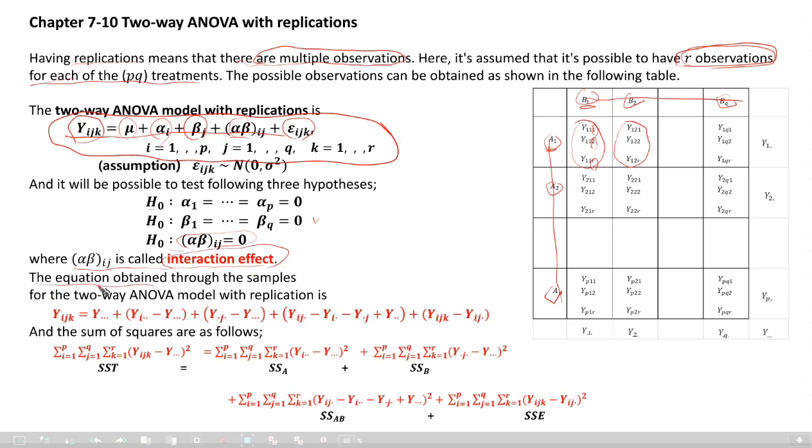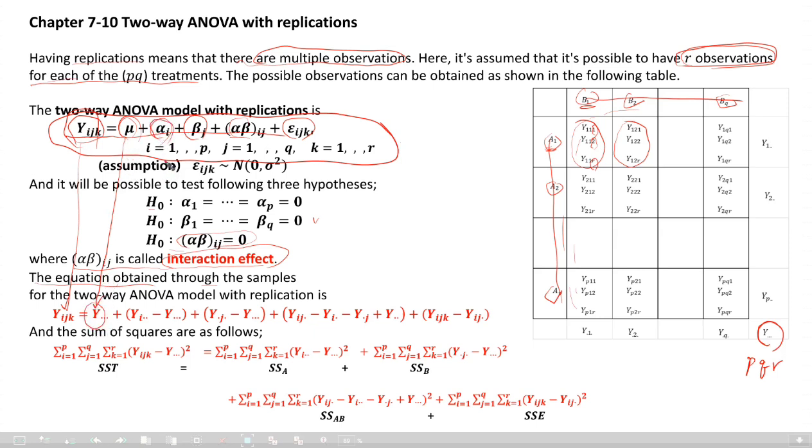Then the equation obtained through the sample for the two-way ANOVA model with replication is just the same. What is mu? The grand mean. So the estimator, I use capital letters, is y dot dot dot. What is y dot dot dot? The mean of all the samples. How many? P, Q, R many samples. So y dot dot dot is the mean of all samples, and that is the estimator of mu.